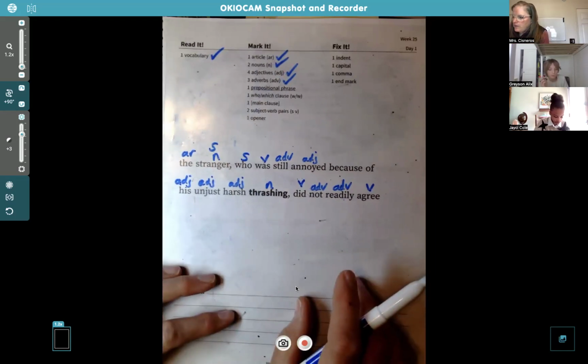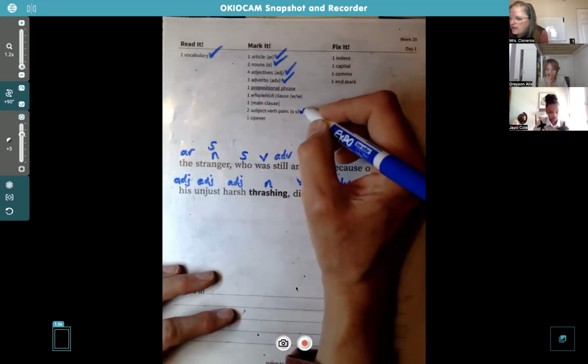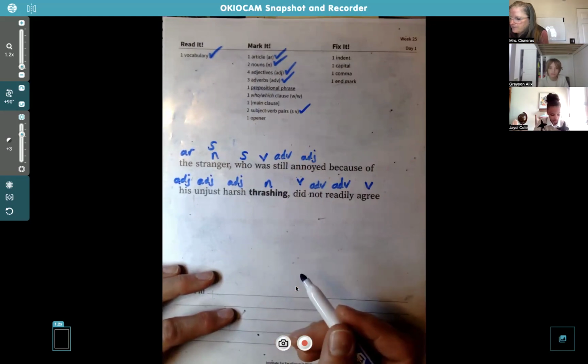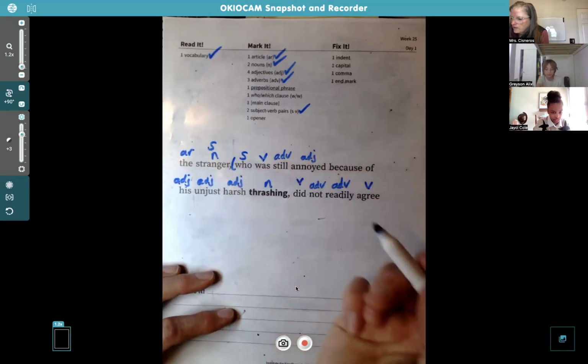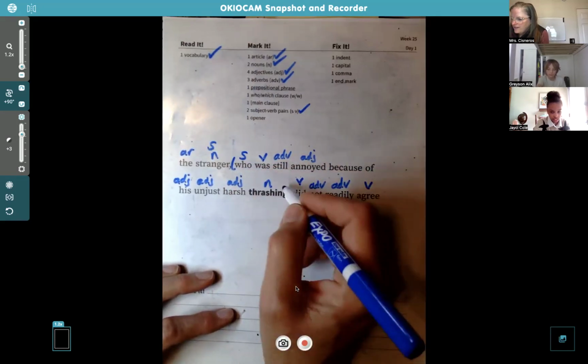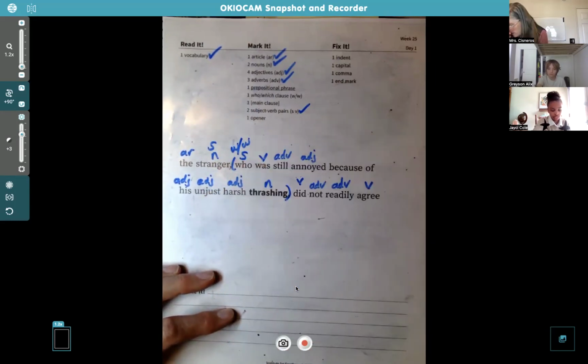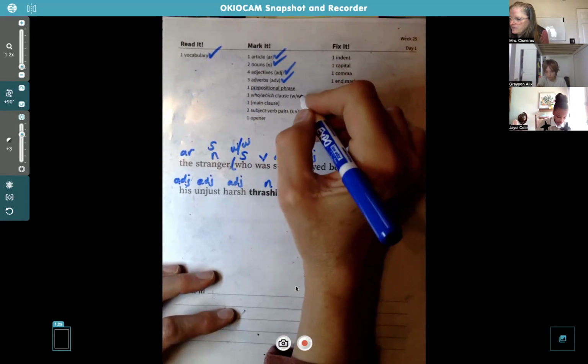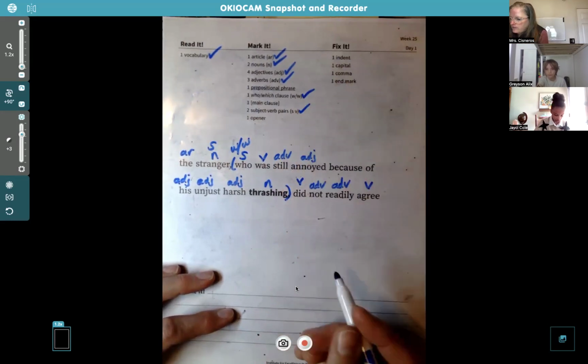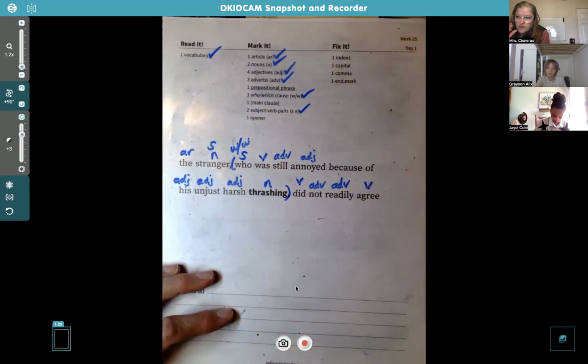Okay. So now that we got all the subject verb pairs, JC, where's the who which clause? Who was still annoyed because of his unjust harsh thrashing. Yes, good. It's a long one. You're right. W/W there. And then the main clause, Grayson, where's the main clause? And this one is going to include the who which clause.